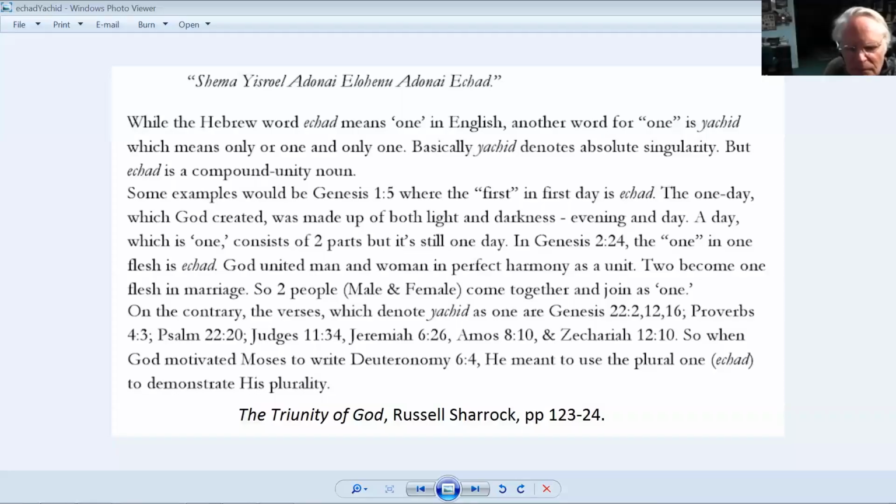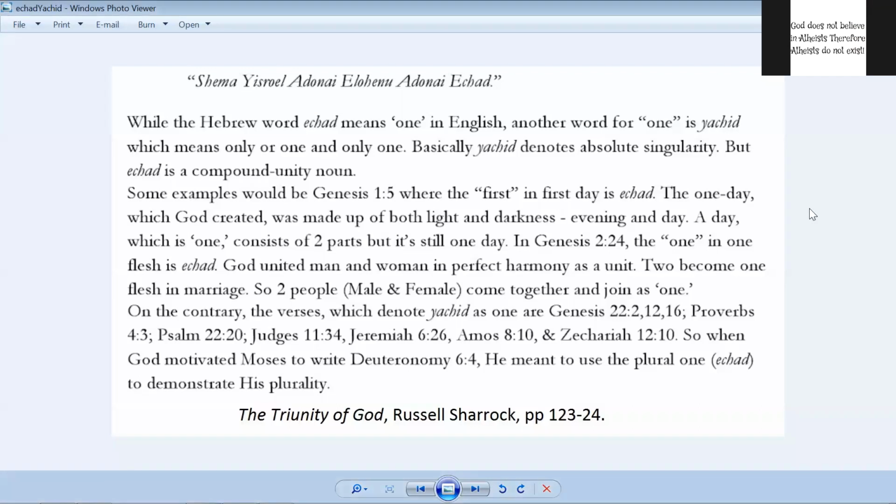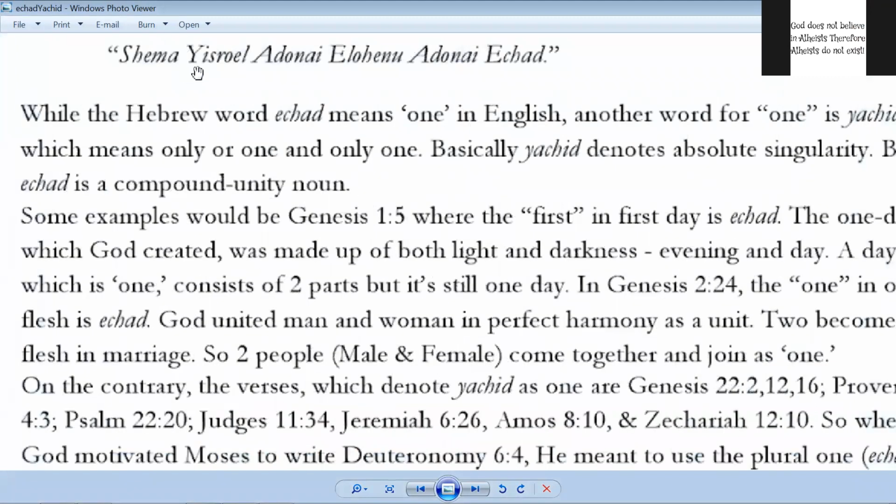All right, today, Anthony, we're going to talk about two words that are synonymous, really, Yachid and Echad. I'll read to you here. There's a very popular teaching in Trinitarian circles that in the Shema, as you can see here, viewers, Shema Israel Adonai Eloheinu Adonai Echad.